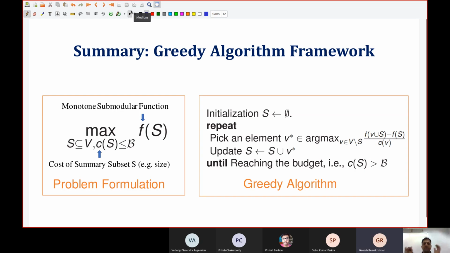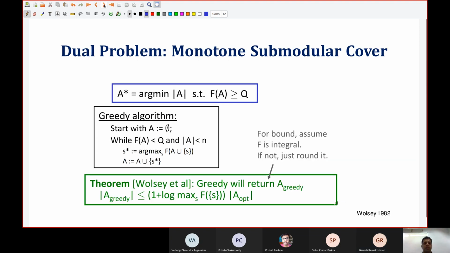So this is the overall summary of the greedy algorithm framework. You have a monotone submodular function, and you can do greedy selection, or you can do a cost normalized greedy selection till you reach the budget. Okay. I want you to give some thought to this. This is going to be a homework problem. And what is the homework about?